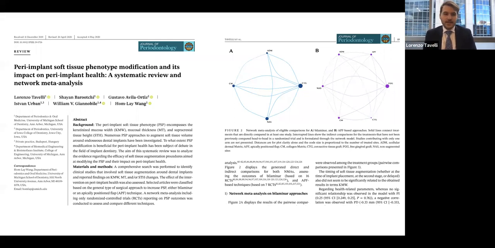And here is another scientific paper that I want to briefly discuss with you, because we saw together so many references supporting that we need a certain amount of soft tissue around dental implants. With this paper, we wanted to perform a systematic review and network meta-analysis comparing different grafts together, but also different approaches. But the main focus question was, what are actually the real benefits of performing soft tissue augmentation on dental implants?